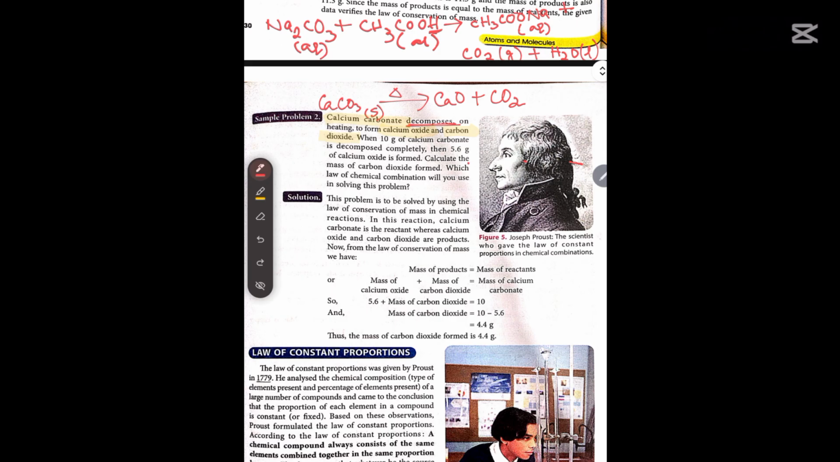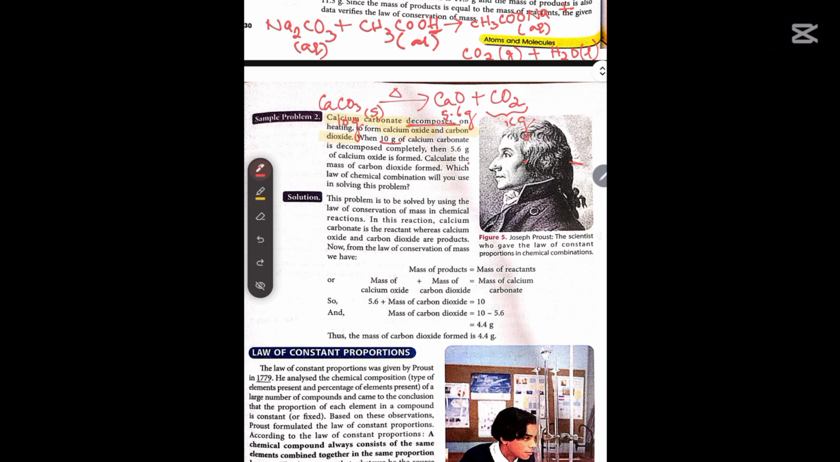Now the mass of calcium carbonate is 10 gram. So the mass of reactant is 10 gram. When 10 gram of calcium carbonate is decomposed completely, then 5.6 gram of calcium oxide is formed. Calculate the mass of carbon dioxide. Take this to be x gram.